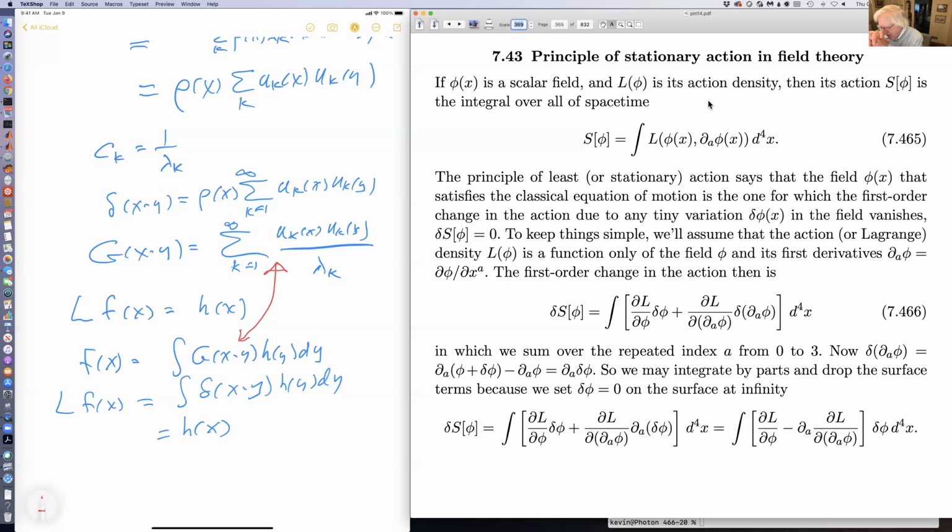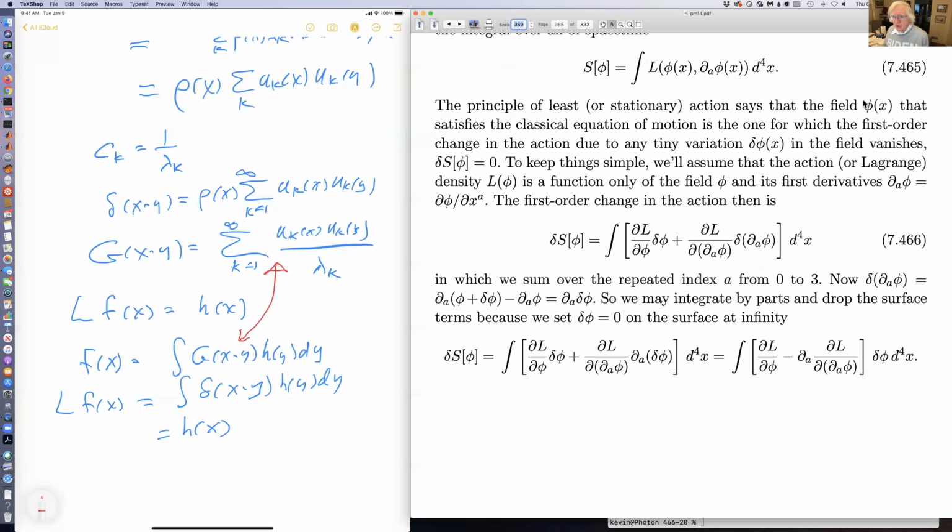There's a lot of bad language in science, and this is, all right, anyway, principle of least action, what does that say? It says the field that satisfies the classical equation of motion is the one for which the first order change in the action due to any tiny variation of the field vanishes. And so what do we mean by that? Let's assume that the action is a function just of the field and its first derivatives.